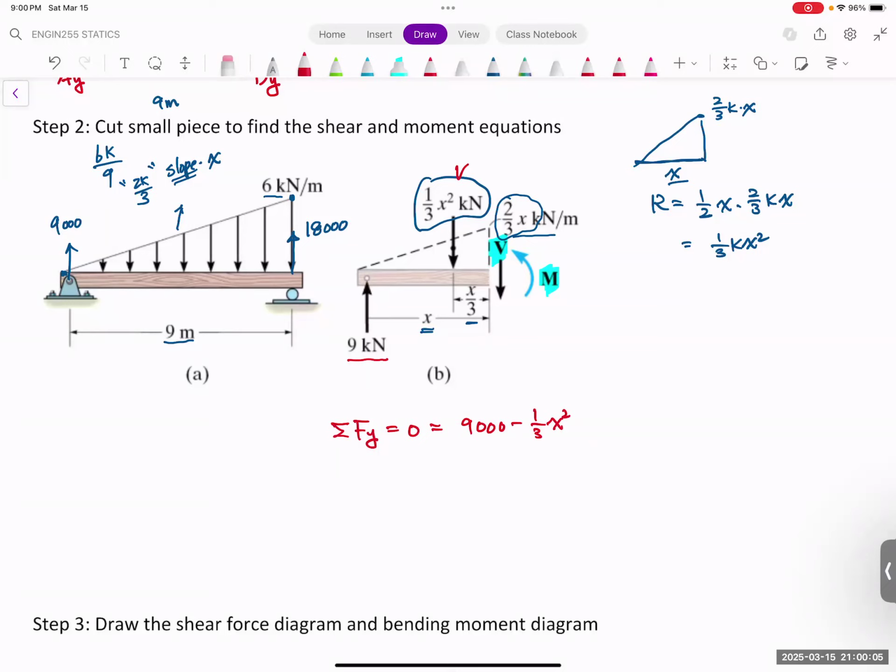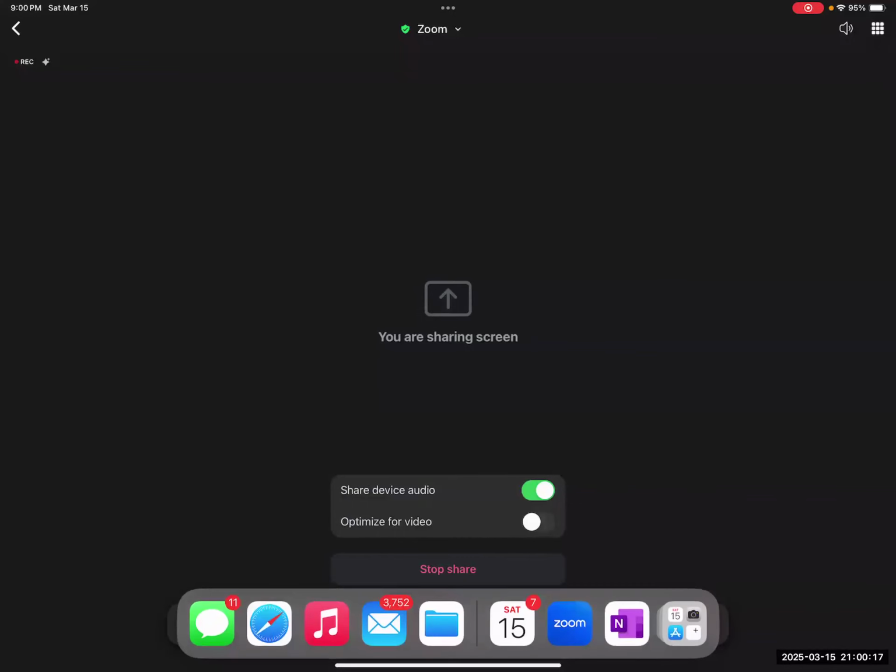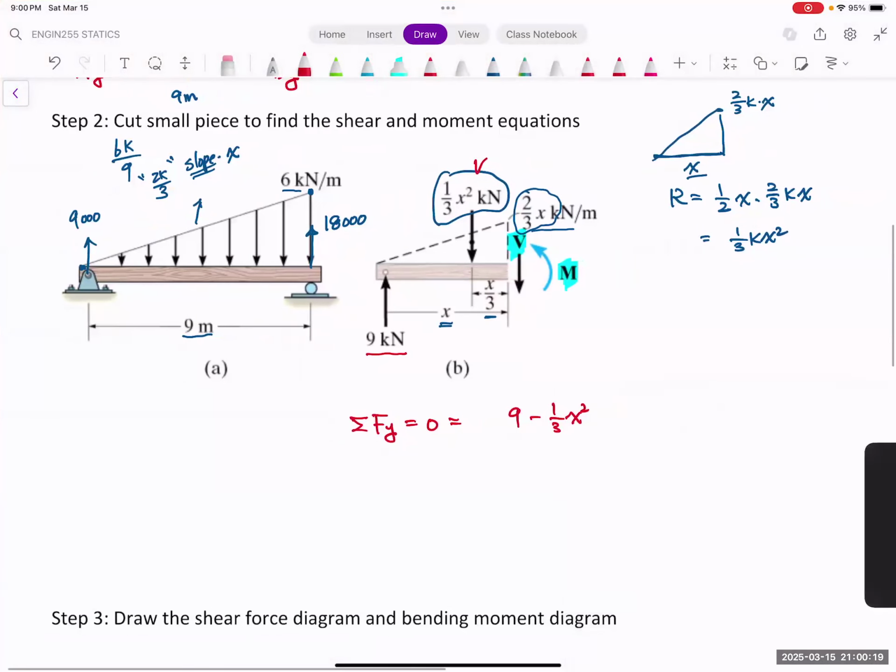Actually, let's make this one 9, so we ignore the k for now. At the end, we're going to multiply by the k. And we have this V here going down, so it's going to be minus V equal to 0. And then that means V as a function of x is equal to 1 over 3 x squared minus 9 kNewton. That's our V.